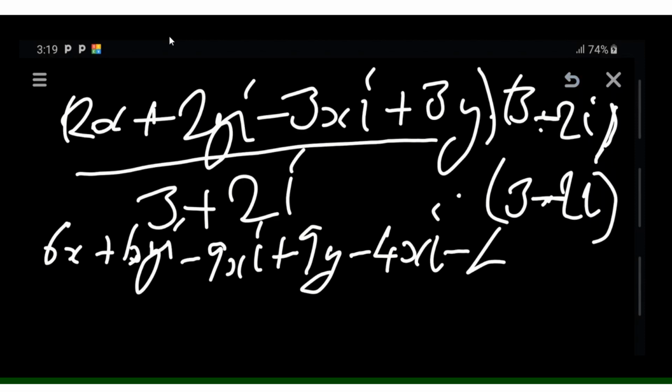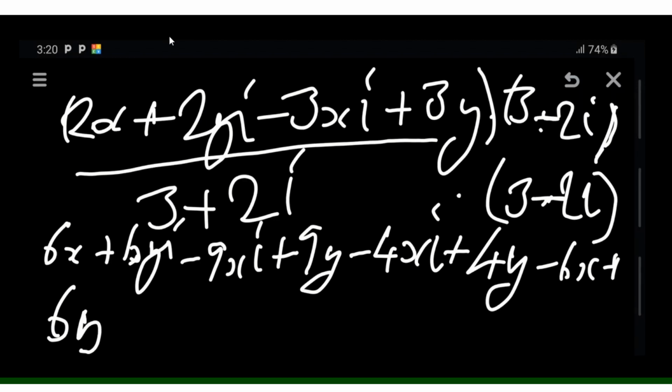So having a plus 4y, so 4y here. And this times this is, not plus, negative negative, so we have a minus 6x, and this times this we have a plus 6yi.